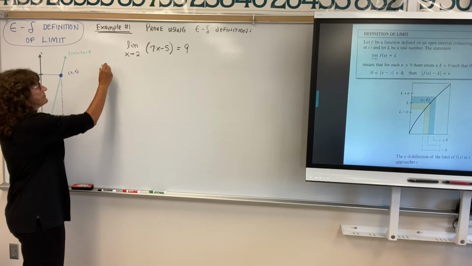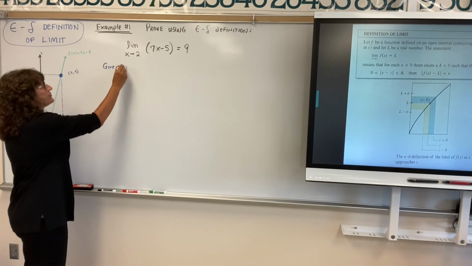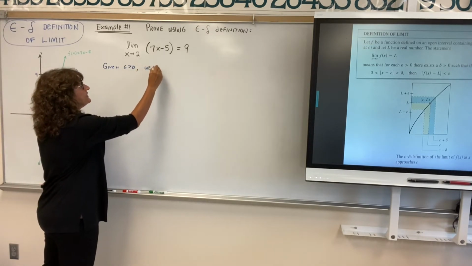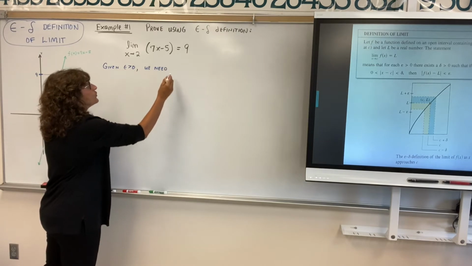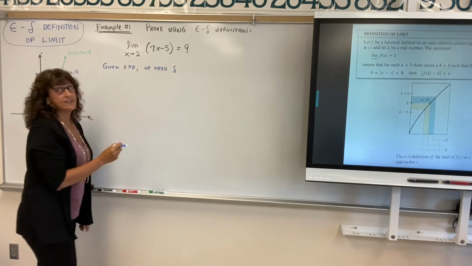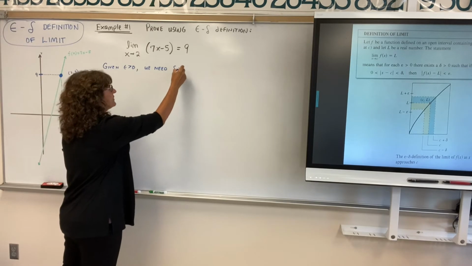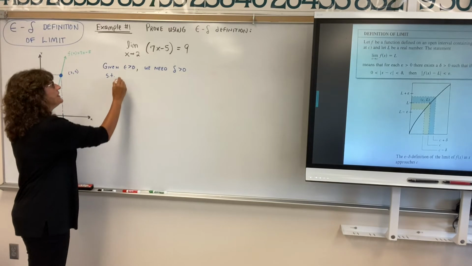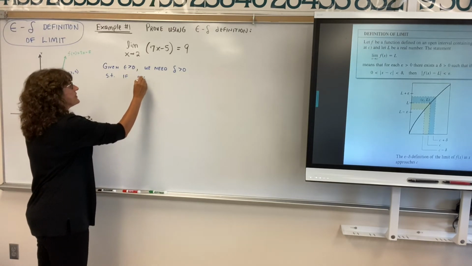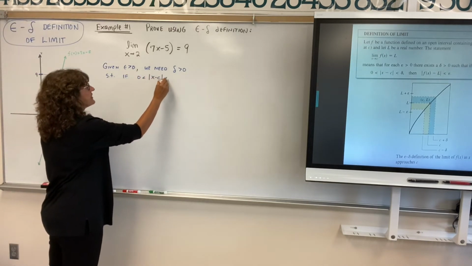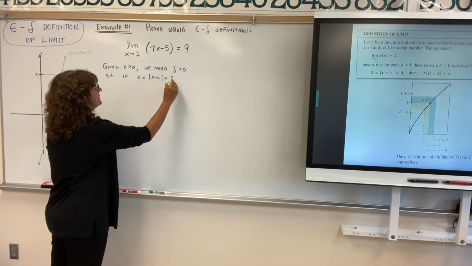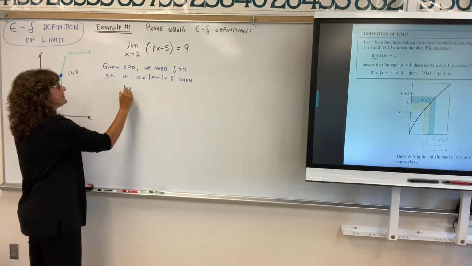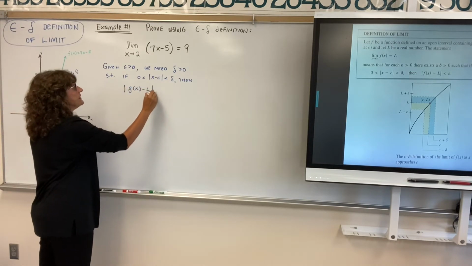So we're given an epsilon greater than 0, we need to find a delta. Okay, so we need to find a delta that's greater than 0. We need to figure out what our delta is, such that if 0 is less than the absolute value of x minus c is less than delta, then the absolute value of f of x minus L is less than epsilon.